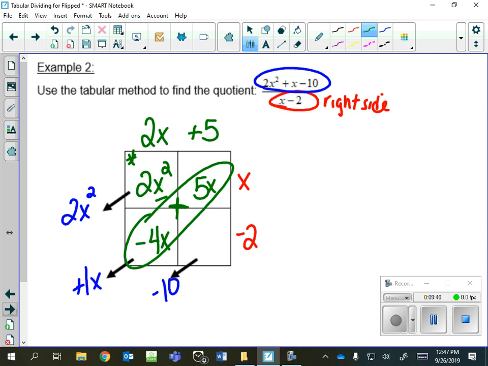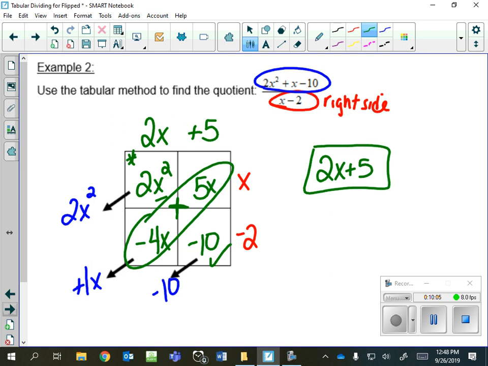Once you have a top piece, you multiply. Even if you already have your answer, you want to keep following through. A, to make sure you did it correctly and it matches. And then B, as we get into some of the problems later on in the packet, they're not always going to match. You're going to have a remainder. So 5 times x is 5x. 5 times negative 2 is negative 10. I match. So the quotient is 2x plus 5.